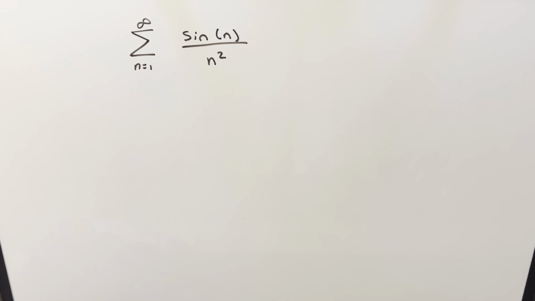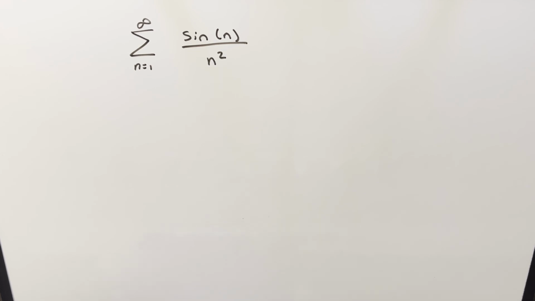Okay, we have here today an interesting series. We have the sum from n equals 1 to infinity of sine of n over n squared. And I kind of wish this came out to a nicer solution. I wish the answer was like pi over 4. It's not going to be quite that simple, but it's still an interesting case.